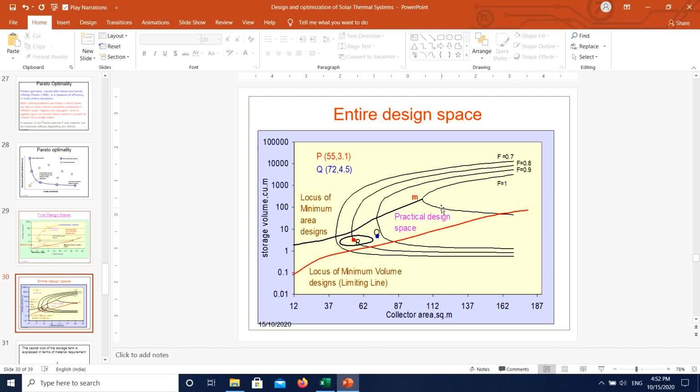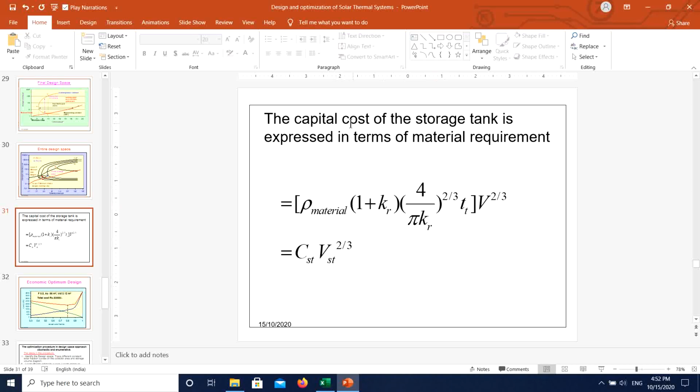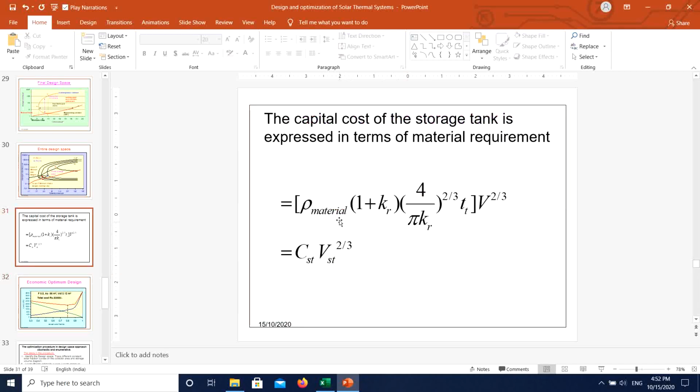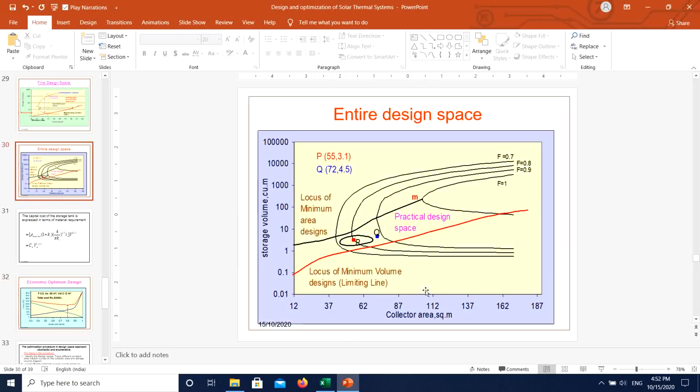Okay, so like this, I compare all the minimum costs of the entire system, and then the capital cost of the storage tank is expressed in terms of storage volume, and then I compare the cost of all the systems here. So you can see here the economic optimum. The economic optimum is obtained here at P.